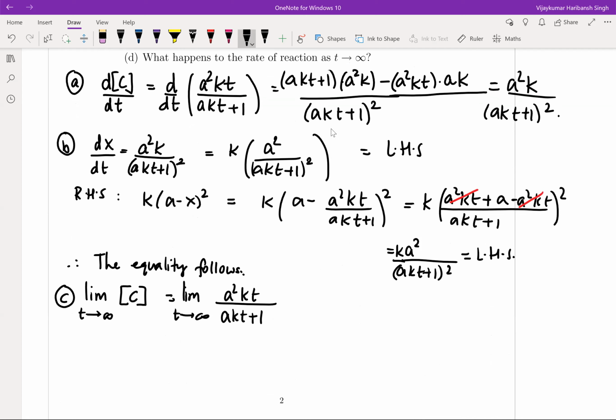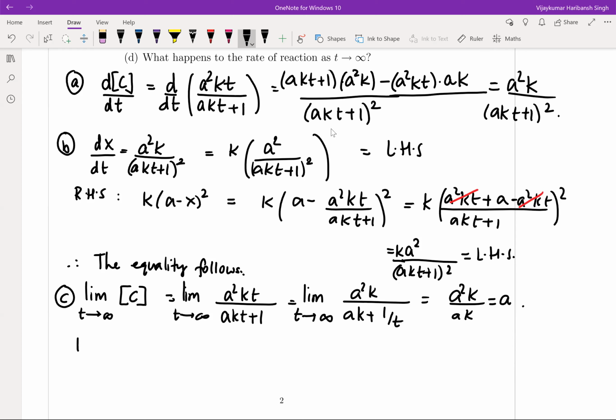A square kt divided by akt plus 1. Now we need to simplify this. So limit as t goes to infinity. Either you can apply L'Hopital's rule, or in particular you can notice you can divide top and bottom by t. So you get a square k upon ak plus 1 over t. And as t goes to infinity, this goes to a square k by ak, which is a.